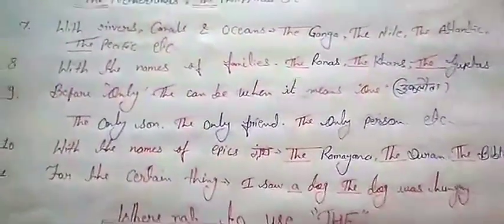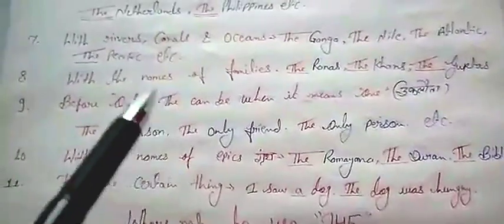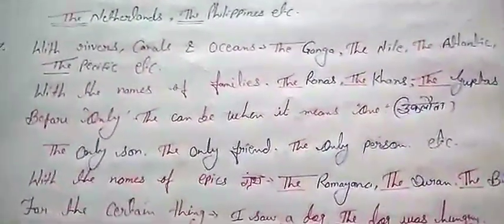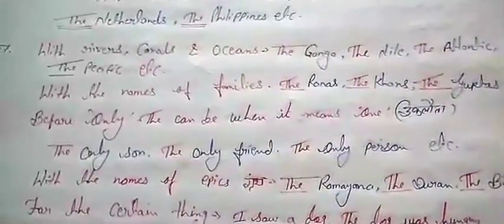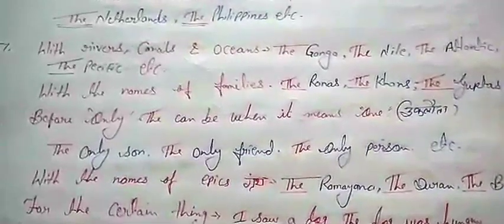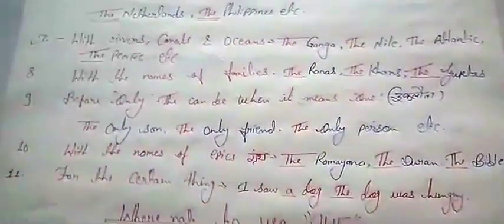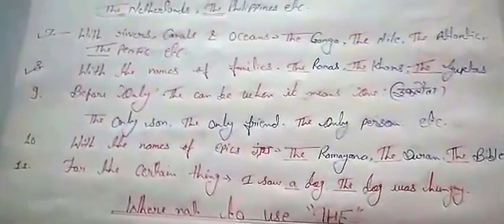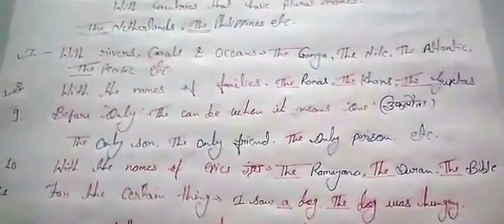Next, we are having the condition with rivers, canals or oceans names. Here we are having some names of rivers like the Ganga, the Nile, the Atlantic, the Pacific, etc., in which we are having the names of rivers, canals or oceans. The next condition is with the names of families like the Ranas, the Khans, the Guptas.